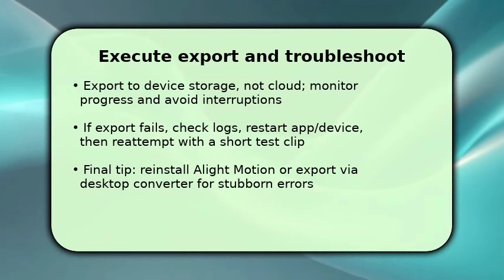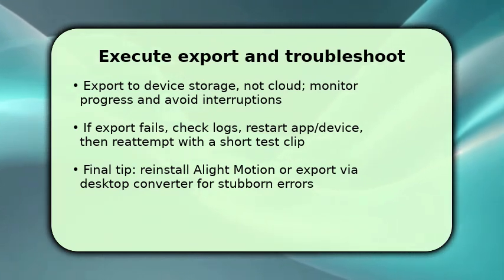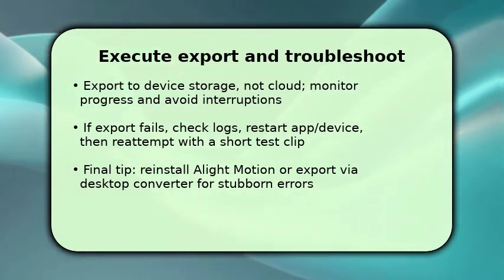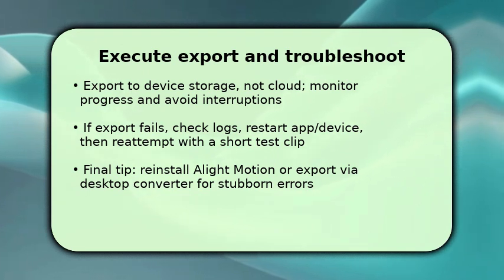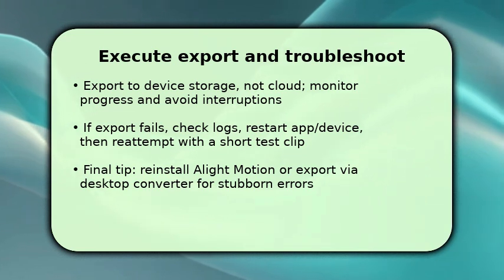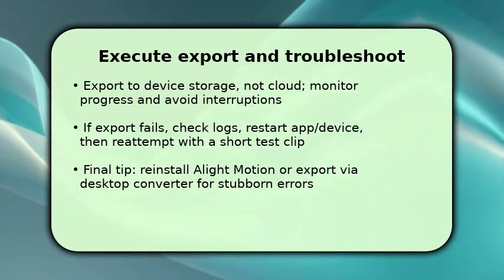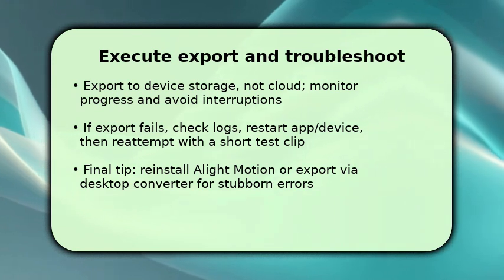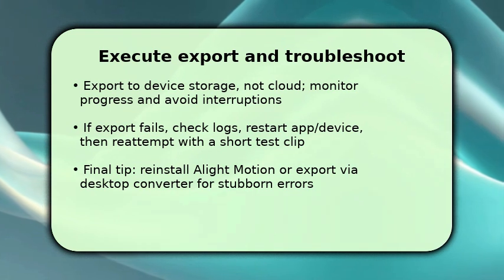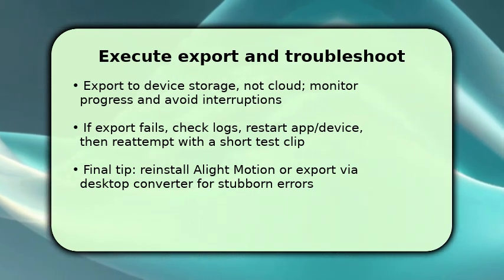You perform the export to local device storage, tap export, and watch for progress. Don't switch apps or interrupt the device. If it fails, immediately check for an error message or log, then restart the app and device before trying a small test clip to isolate the issue. If problems persist, reinstall Alight Motion or export lower segments and stitch them with a desktop converter.